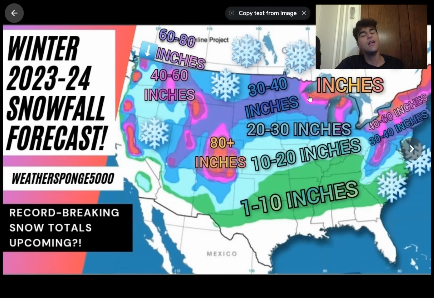I don't expect the heavier snowfall to move as far south this winter, thanks to the fact that it's expected to be drier than average in those areas. And same goes for the Pacific Northwest and the Rocky Mountain area in general. And just to the south of that, expect 30 to 40 inches of snow.